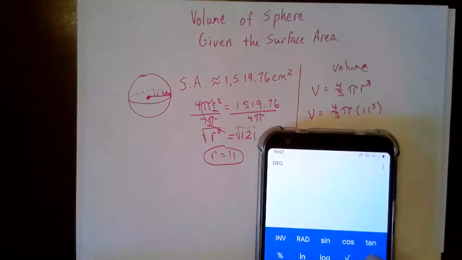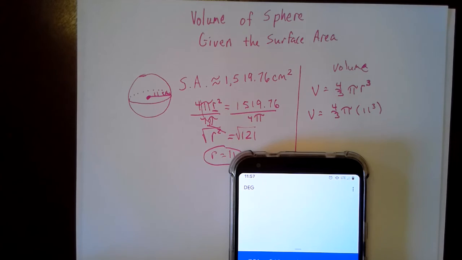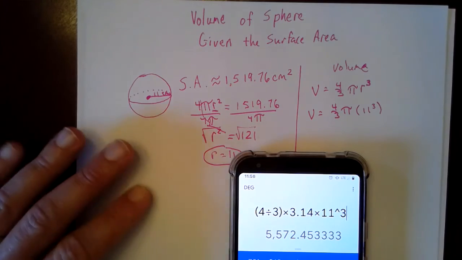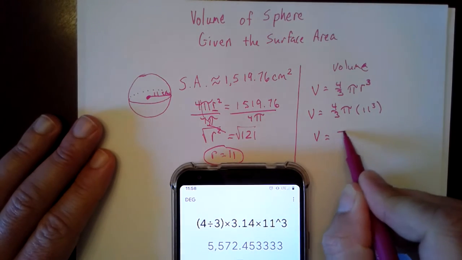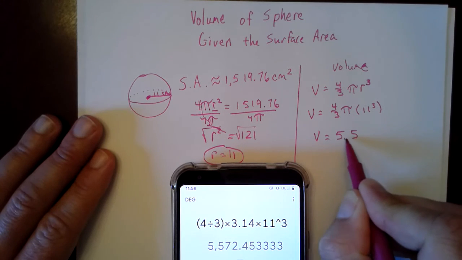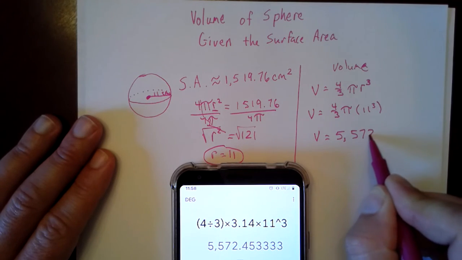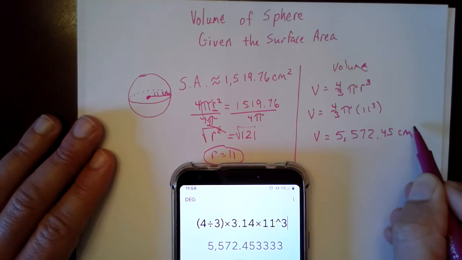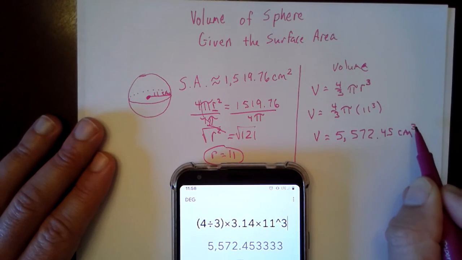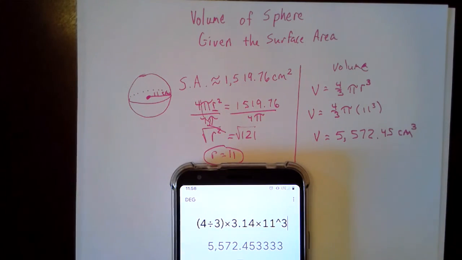And now just carefully, I'm going to type this in my calculator. For 4/3, I'm going to put 4 divided by 3 in parentheses. See how it makes it 1.333? Now I'm going to take times 3.14 times 11 cubed. And I now have my volume to equal 5,572.45 centimeters cubed. Volume is always going to be cubed because it is 3 dimensions.